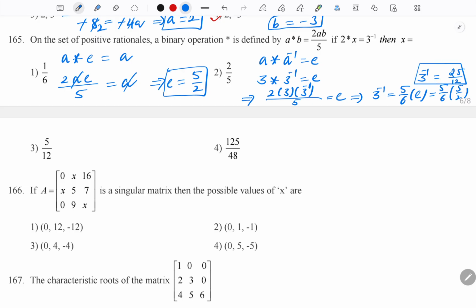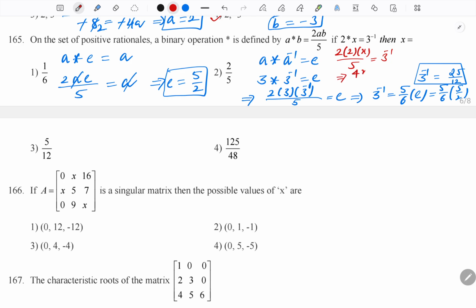So 3 inverse, we got this one. Then if I am using that relation, substitute here 3 inverse, then apply the definition also. Then 2 star x answer, 2x, oh sorry, it's 2ab, right? So it will become 2 times ab, what is a here, 2, what is b here, x by 5, equal to 3 inverse. So here how much will we get?